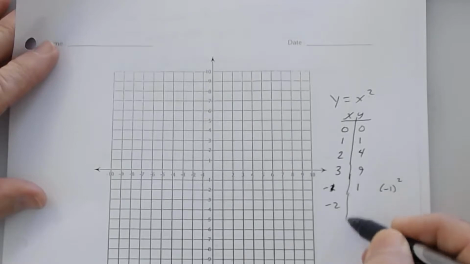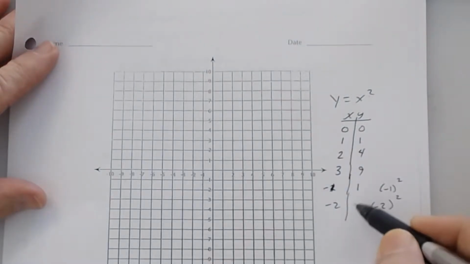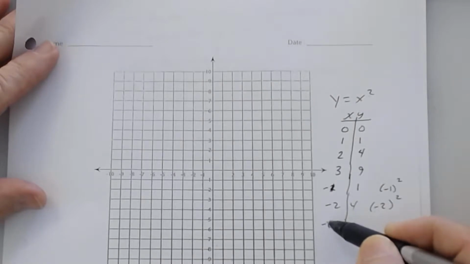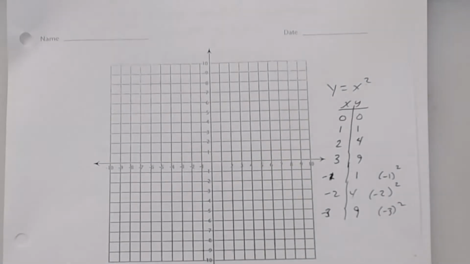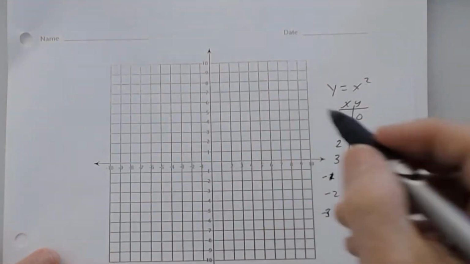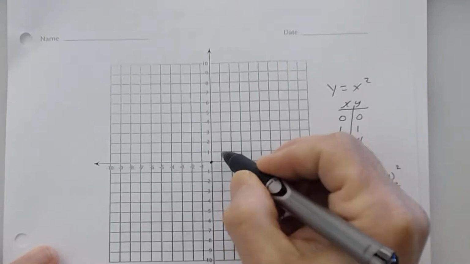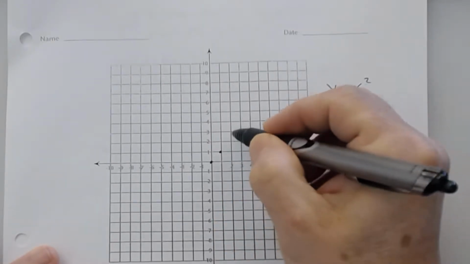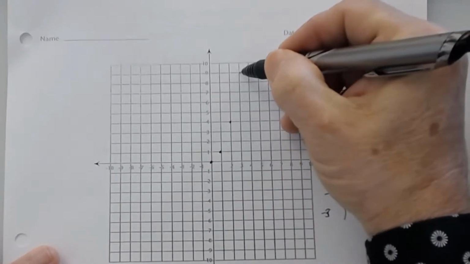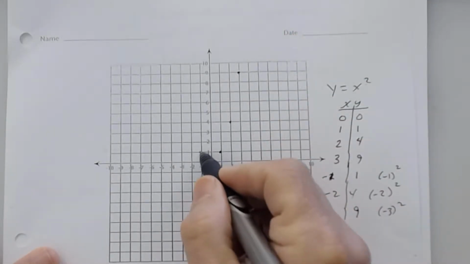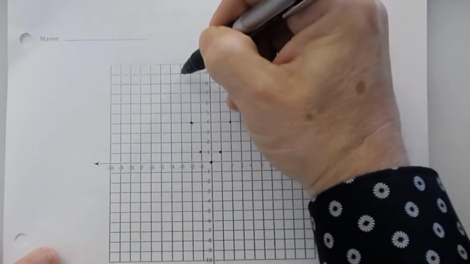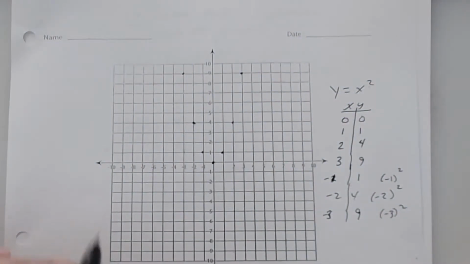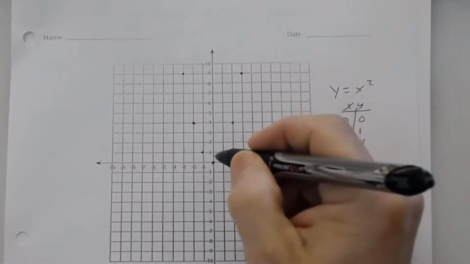If x is negative 2, what's negative 2 times itself? 4. If x is negative 3, what's negative 3 squared? 9. Okay, so I'm going to plot those points. And when I plot the points, I get 0, 0, 1, 1, 2, 4, 3, 9, just like this. Negative 1, 1, negative 2, 4, negative 3, 9. Okay? And I'm not going to plot any more points because then it would fall outside the grids, and I'm not going to estimate. So then I'm going to draw my graph.